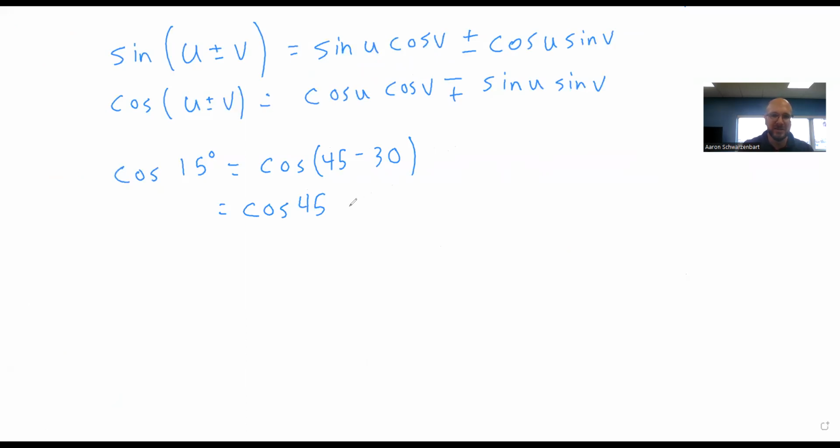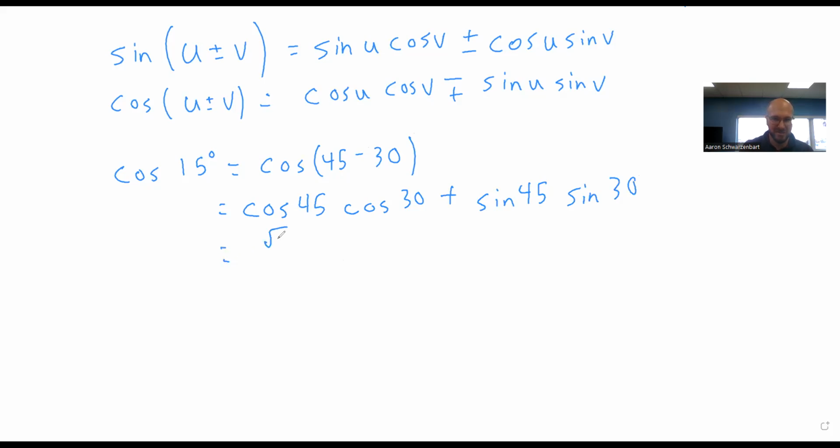So cosine 45 times cosine 30, because u here is a 45 and v is a 30. You just have to get used to u and v. That's what's used a lot in calculus. This is a minus, so that means it's a plus here. Sine 45, sine 30. I suppose I should have noted both of those. But I can get both of those out of my unit circle.